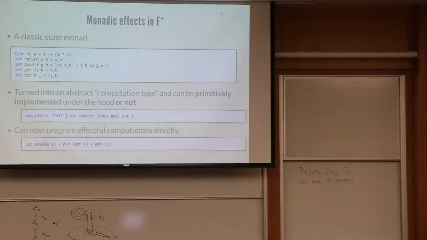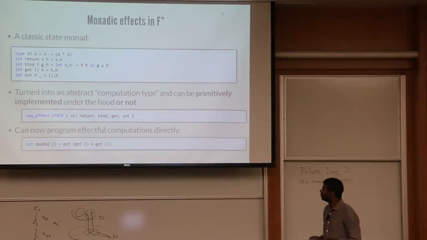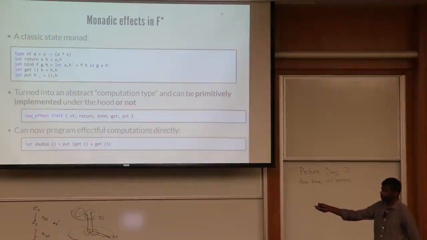Are return and bind necessary, or are there other ways to implement? No, return and bind are necessary. Return and bind, yeah. So you write terms like this. This is call by value. You don't need any do notation.